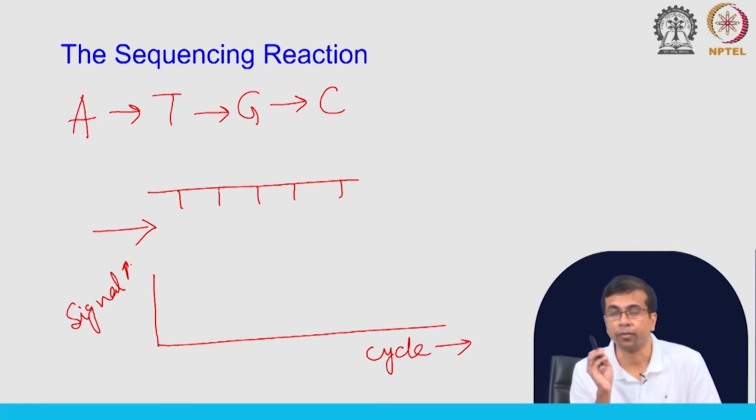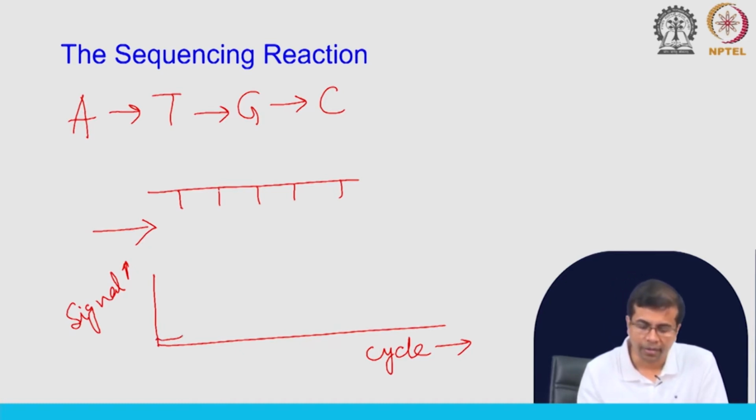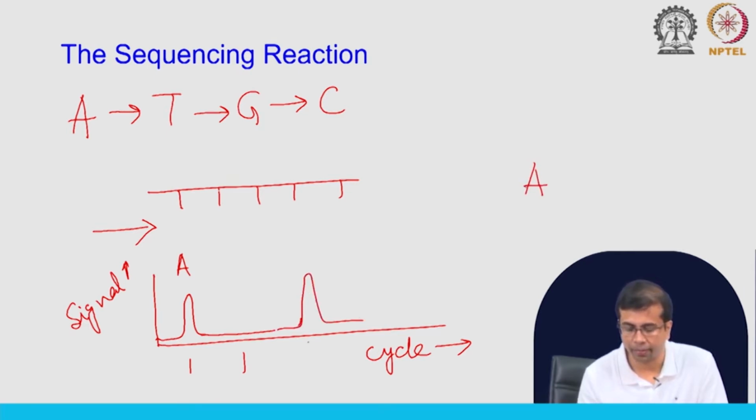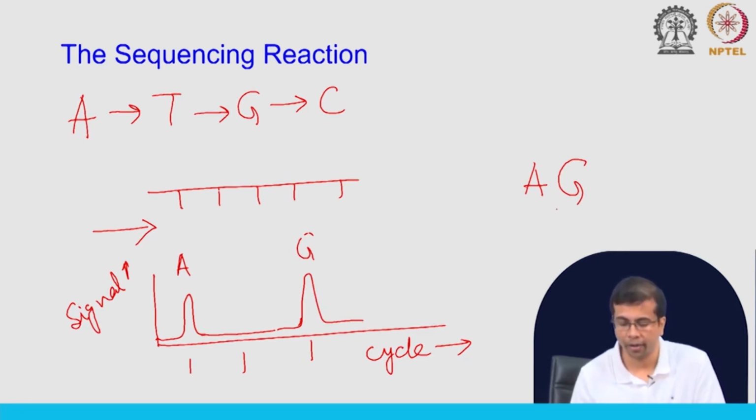So now you can imagine what we are doing. We are adding first dATP, and we see if there is any H plus ion detected by the pH sensor. Let us imagine there is, and we say there is an addition of A. Then we give T, and we see there is no signal, which means T has not been added. So, the first base is A. Then we add G and we see there is signal, so the sequence is AG now. Then we add C, and we see there is signal.